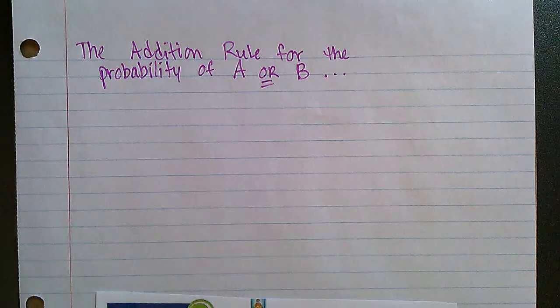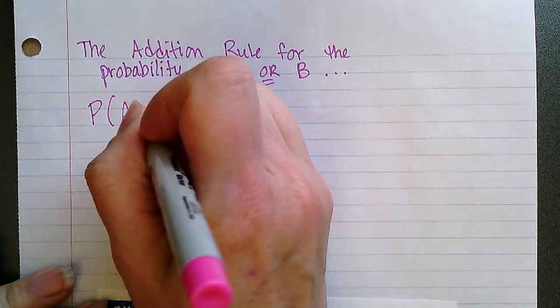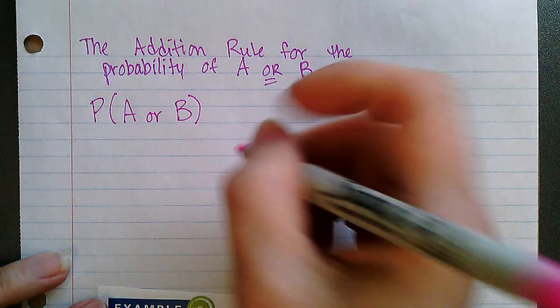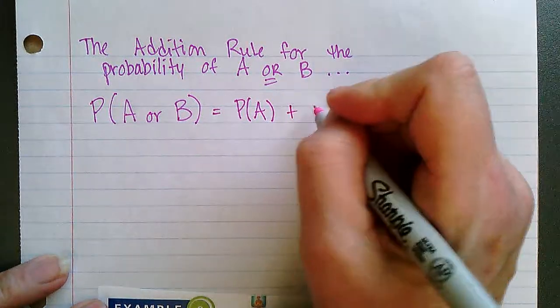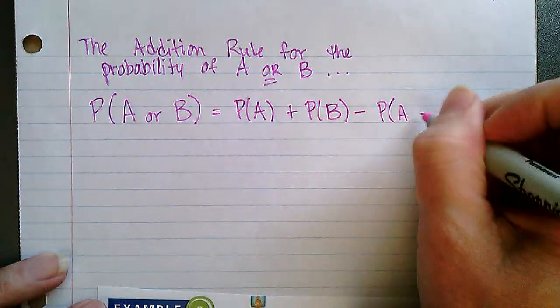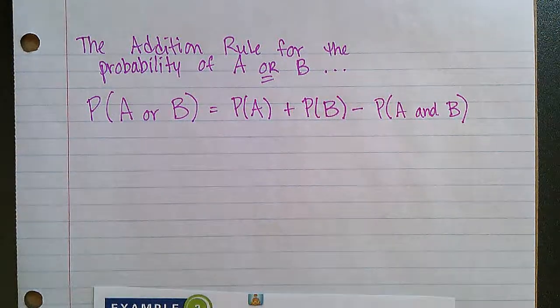Knowing whether events are mutually exclusive or not mutually exclusive is going to help us in figuring out the probability for events A or B to occur using the addition rule. So here we have the addition rule for the probability of A or B. I'll give you that formula. It's probability of A or B. So like the probability of rolling a 2 or a 3 is going to be equal to the probability of event A happening plus the probability of event B happening minus the probability that A and B both happened.